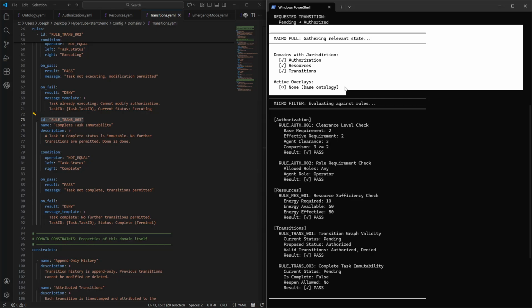Macro pull phase. The system gathers relevant state. Authorization domain implicated. Agent clearance is 3. Task requires 2. Resources domain implicated. Task costs 10 energy. Agent has 50. Transitions domain implicated. Current status pending. Proposed status authorized.